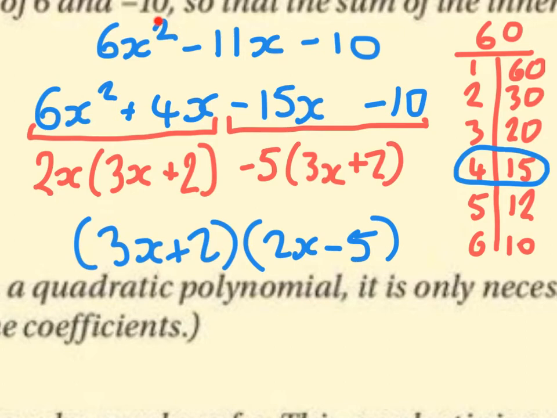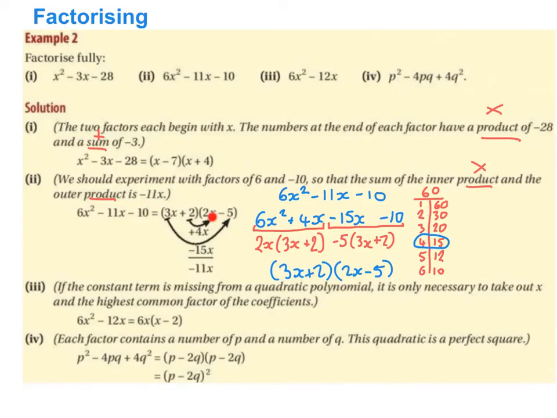So if I want to factorize 6x squared minus 11x minus 10, I end up getting 3x plus 2 times 2x minus 5, which is the same as I got the first time, but it's just a different method.